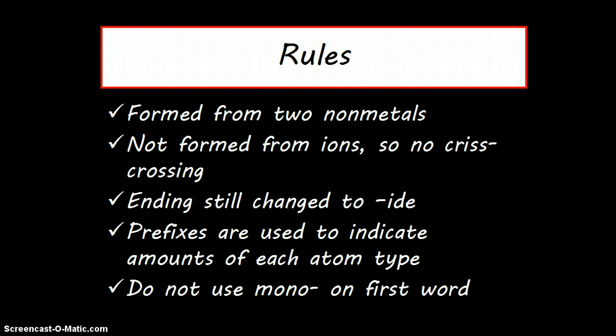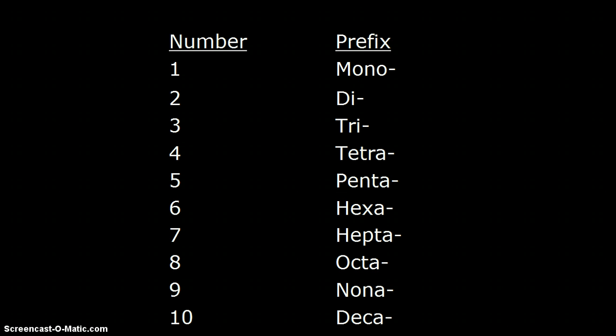Now, the only rule when we look at the prefixes on the next slide that you'll have to keep in mind is that when we use the binary nomenclature system here, you're not allowed to use mono on the first word. You can use mono on the second word, but the prefix mono is not ever used on the first word in the nomenclature. All right, so what we have here are the prefixes that will be used in this naming system. For example, if you have one of a particular atom, you will use the prefix mono, but again, keep in mind that is only on the second element.